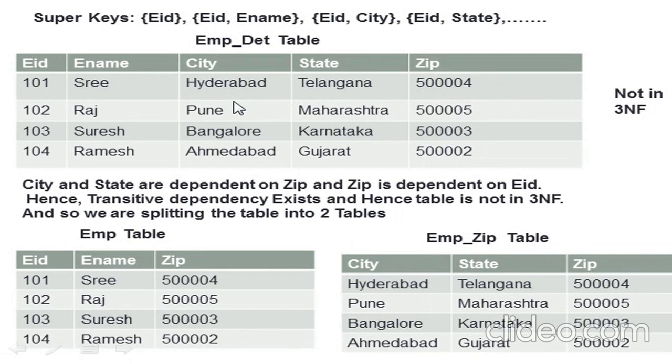So what is the solution to this problem? We split this table into two tables: one called the EMP table and the other called the EMP zip table. Thereby we are removing these transitive dependencies. And if the table does not have transitive dependencies, then the table is said to be in 3NF.